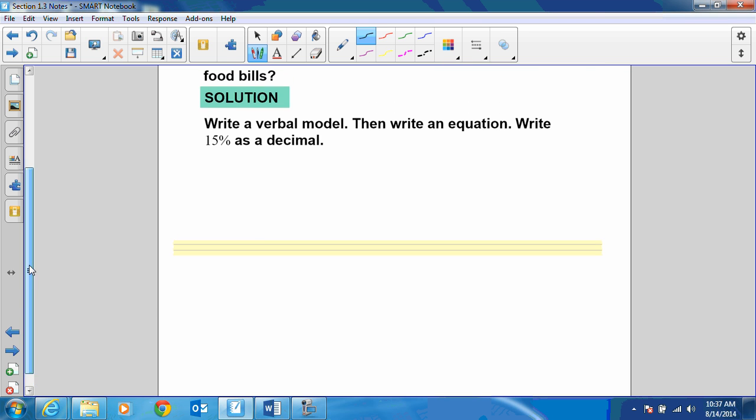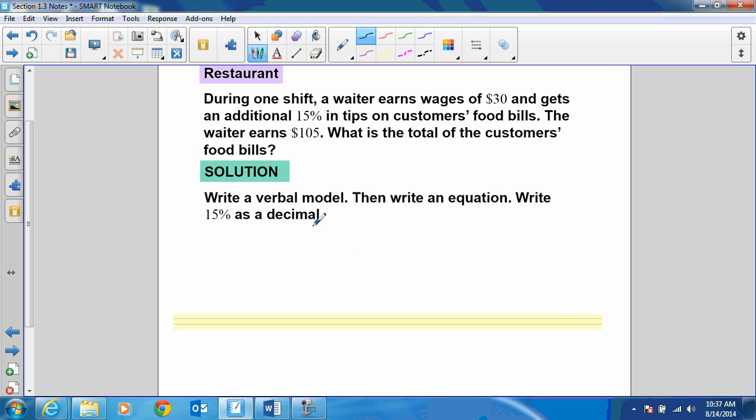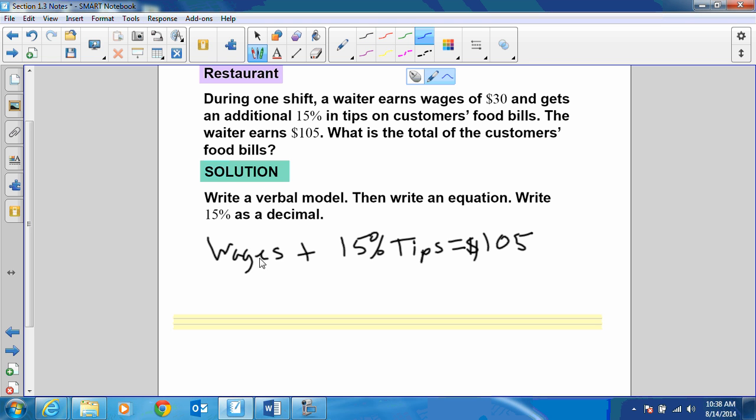Okay. So a verbal model will be, let's see, how much she earns. Okay. So wages plus 15% of tips equals how much she made, which would be $105. That is how I'd write the verbal model. There are other ways to write it, maybe more wordy, but that's how I think it. You get your wages plus your 15% tips, and you have your $105.